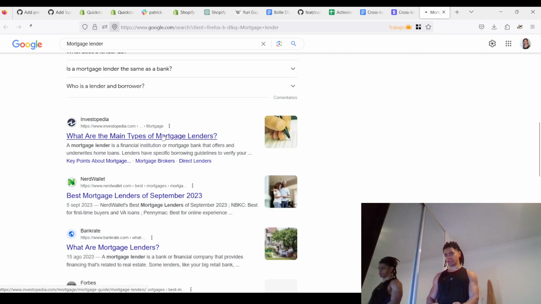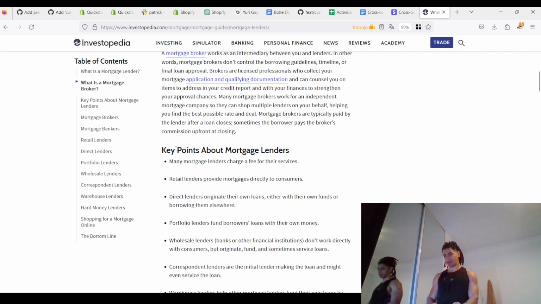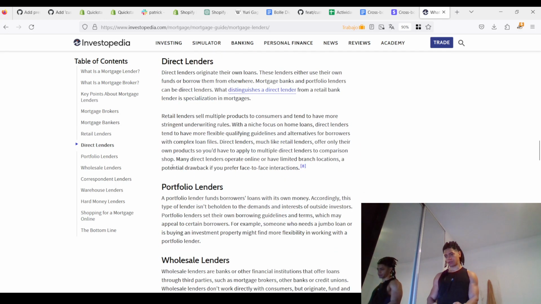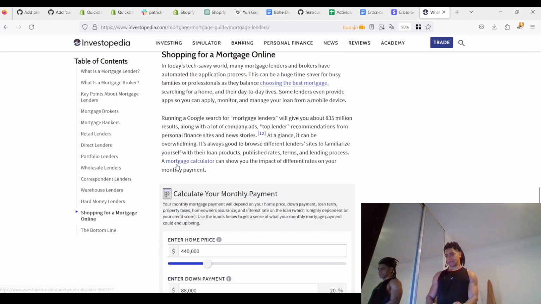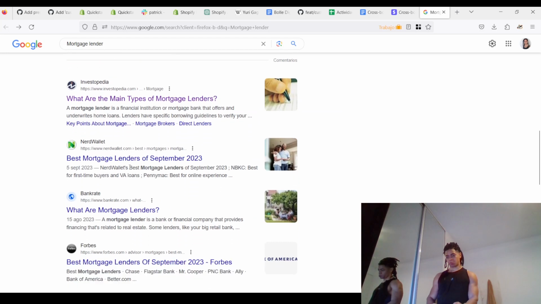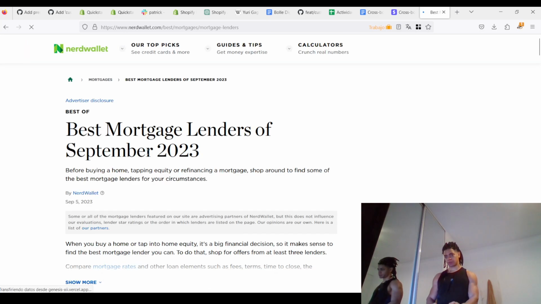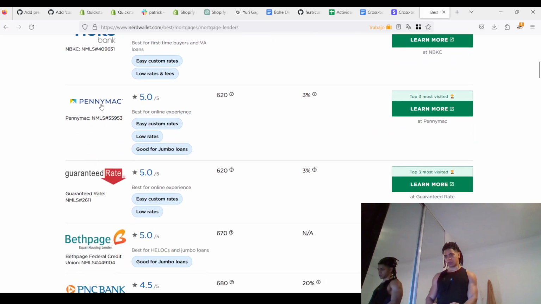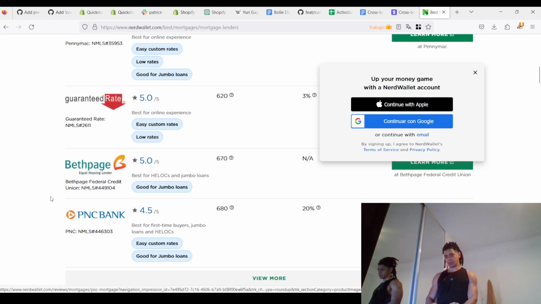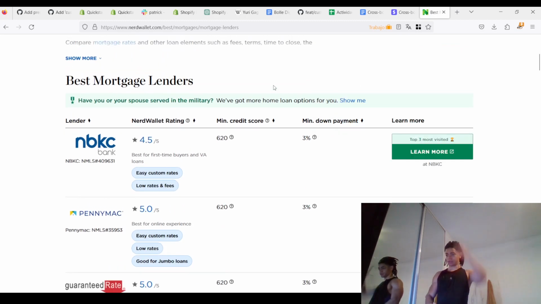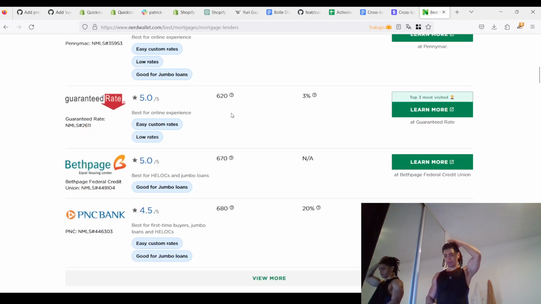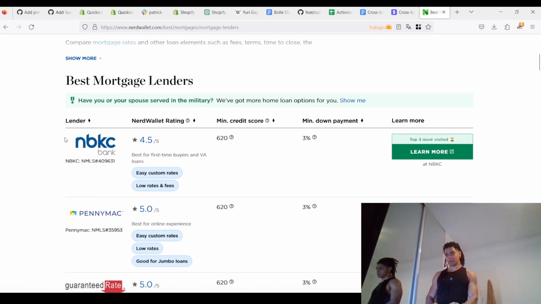What are the main types of mortgage lender? In fact, there is the mortgage broker, retail lender, direct lenders, portfolio lenders, and wholesale lenders. So to understand how long each has been around: PennyMac, Guaranteed Rate, Bethpage, PNC Bank. However, this shows mean credit score, mean down payments, and that kind of thing. However, these are all of the best mortgage lenders right now.